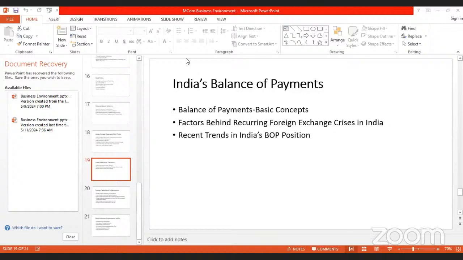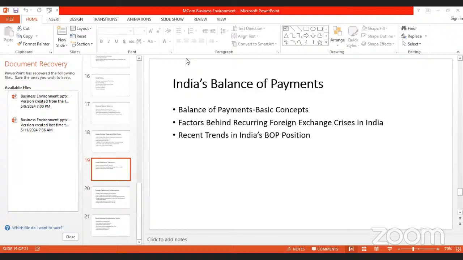Next, under the capital account, we have external borrowing. There was increased external commercial borrowing, known as ECBs, by Indian companies for growth and expansion. So, these are the recent trends under the current account and the capital account.